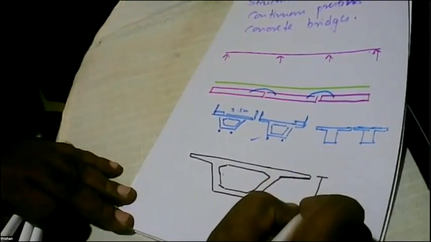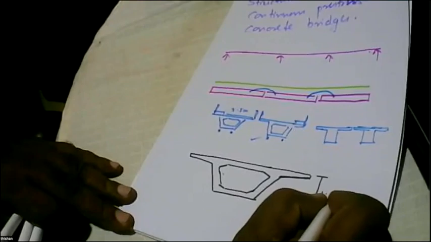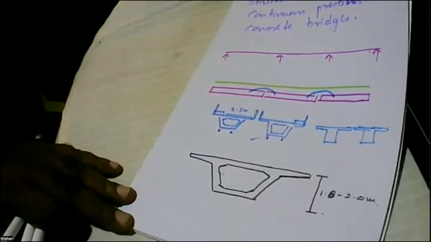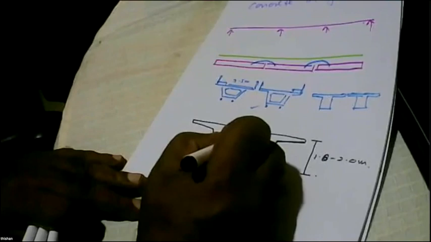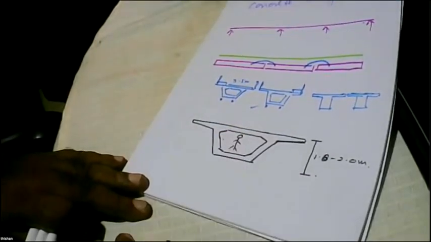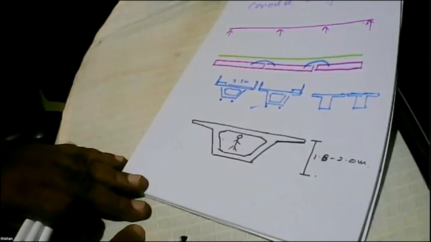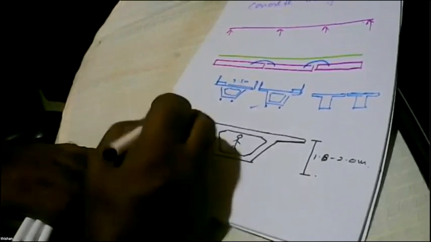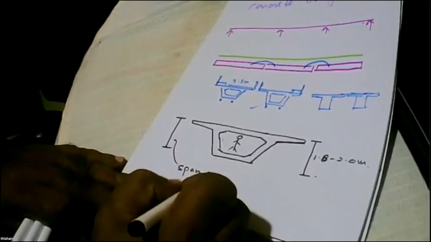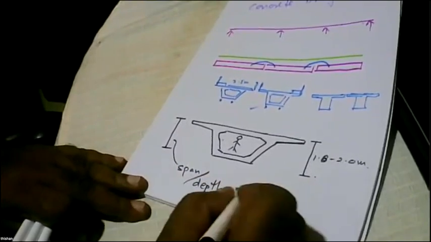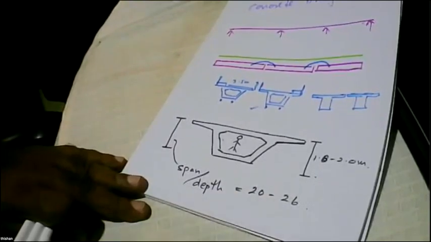So generally, the depth is selected so that you will have something like 1.8 meters to 2 meters generally. But we have actually constructed box girders smaller than that. The reason is, a person can walk inside without much difficulty. So that's one of the criteria that was used in the early days. Which means the span to depth ratio might be in the 20 to 26 range, right?